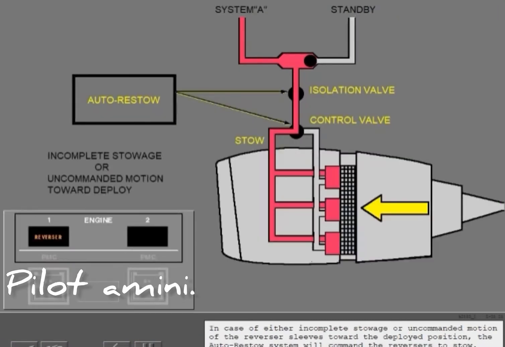In case of either incomplete stowage or uncommanded motion of the reverser sleeves toward the deployed position, the auto restow system will command the reversers to stow. Once the auto restow circuit is activated, the isolation valve remains open and the selector valve is held in the stow position for the remainder of the flight. In addition, the reverser light on the aft overhead panel remains illuminated until the system is reset in the E&E bay.